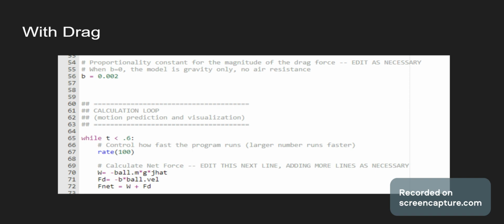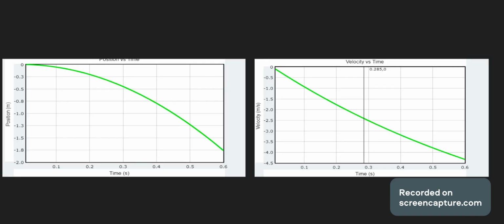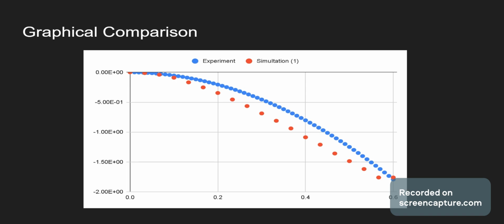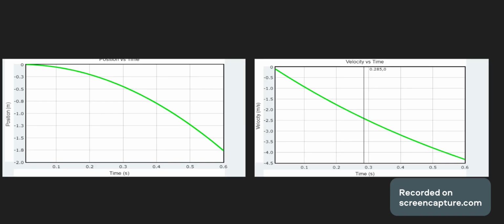And now if you actually factor in drag, that changes things. So this is my coding for adding drag in. Now if you compare this graph to the one without drag, you're going to see that the velocity versus time is not straight. The position versus time still gets steeper, but it does it much more gradually.